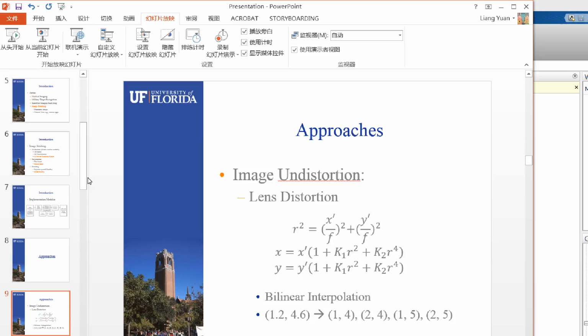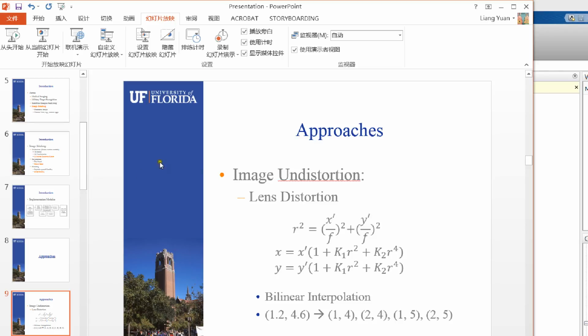Approaches. First, we need to do image undistortion. As is known, all images taken from a camera have a lens distortion on their edges. So we need to cancel these effects.